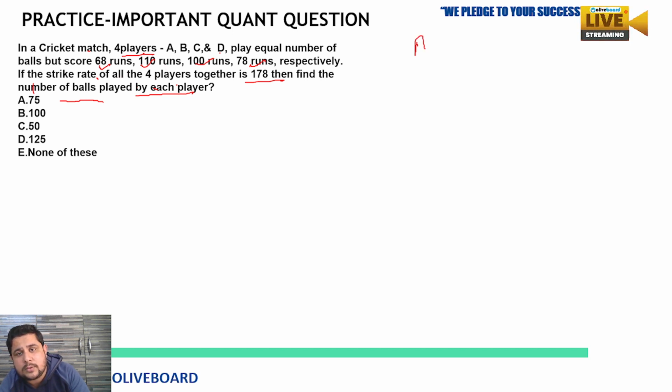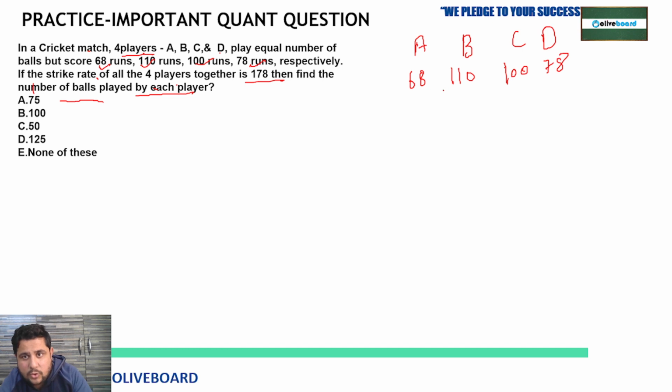Okay, A, B, C, D. These are the players. Runs scored by them are 68, 110, 100, and 78. Okay, all scored good. 250 plus score, 200 plus score. Great. Now, it is not related to this question. I was just appreciating them. Okay, see, after this is the score. Okay, score.